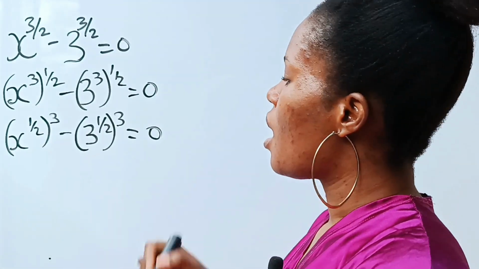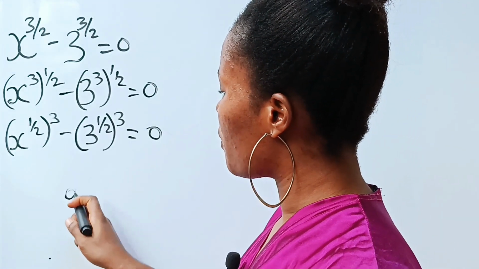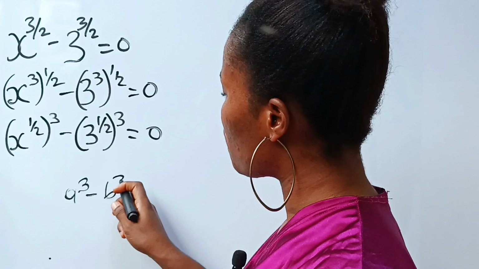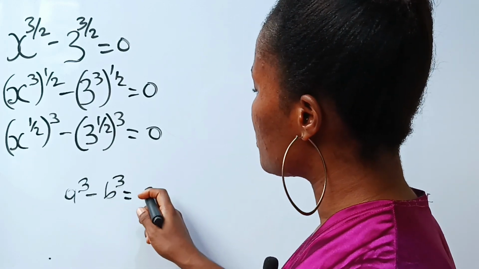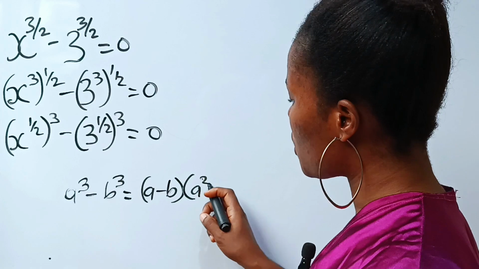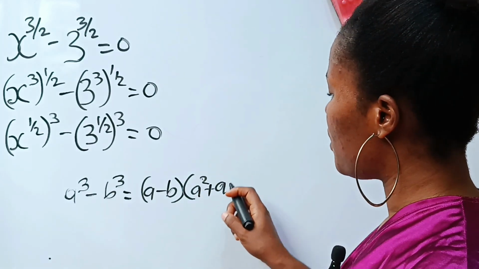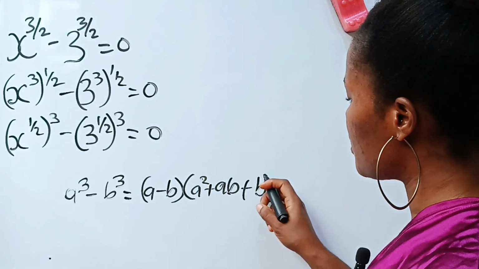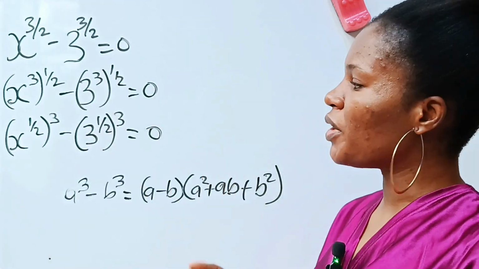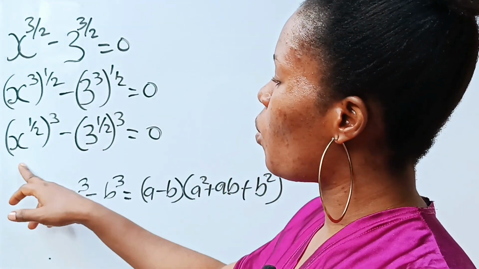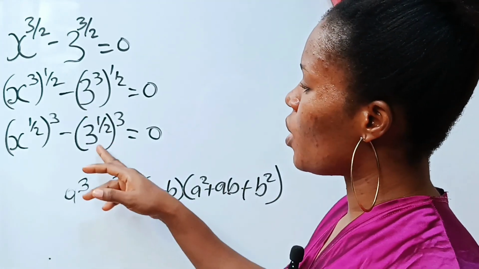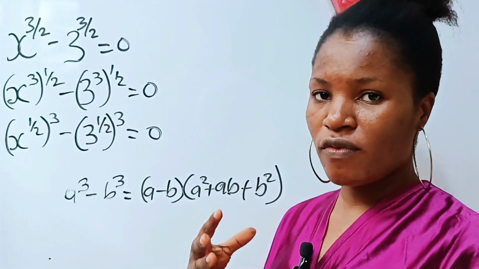Yes, I have one, because a to the power of 3 minus b to the power of 3 is equal to what? a minus b multiplied by a squared plus ab plus b squared. Okay, so I have an identity for this. Now in this case, our a is equal to x to the power of 1 over 2, and our b is what? 3 to the power of 1 over 2.